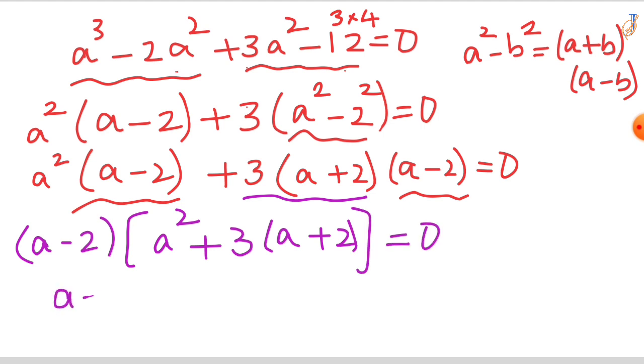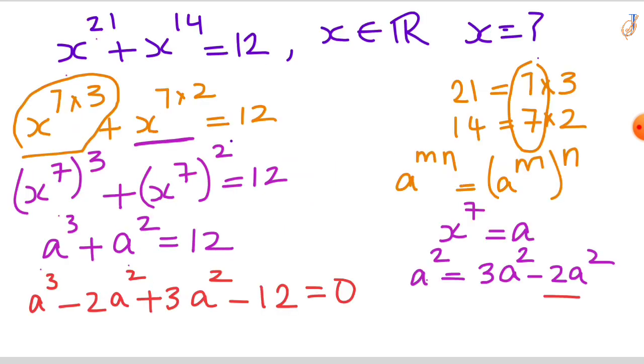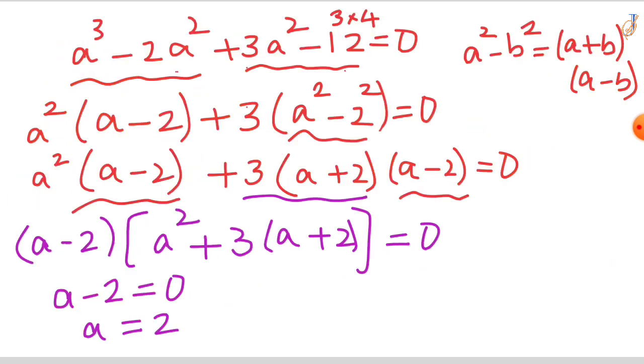So the factors are a minus 2 equal to 0. That means a equal to 2. We consider x raised to the power of 7 as a. So instead of a, we can take it as x raised to the power of 7. That means x raised to the power of 7 is 2.